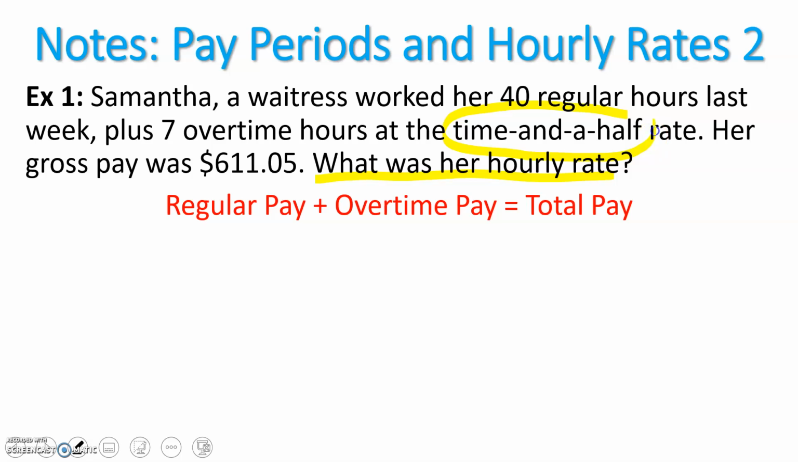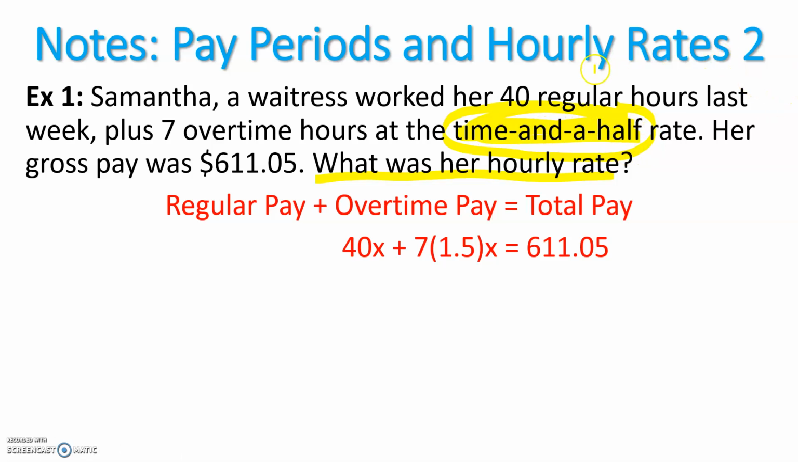1.5 times her hourly pay. So let's let X represent her hourly rate. Then her regular pay will be 40 times that, so 40x. And let's let 7 times 1.5x be her overtime pay. Now note here we have 7 hours of time and a half. This 1.5 is the same as here, time and a half. And then X is the pay, how much she makes per hour.